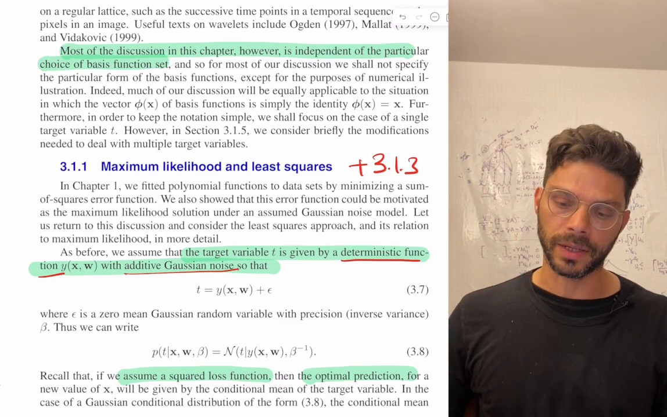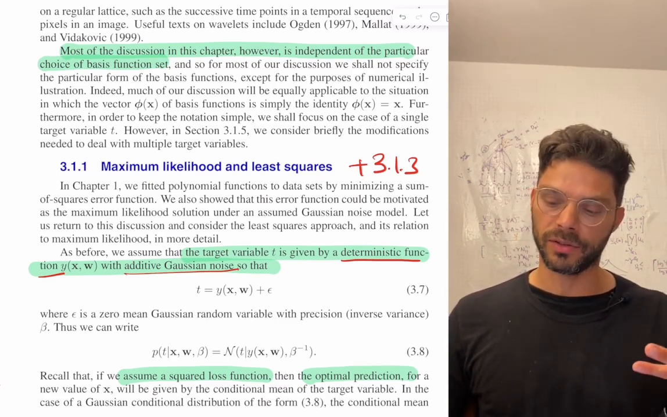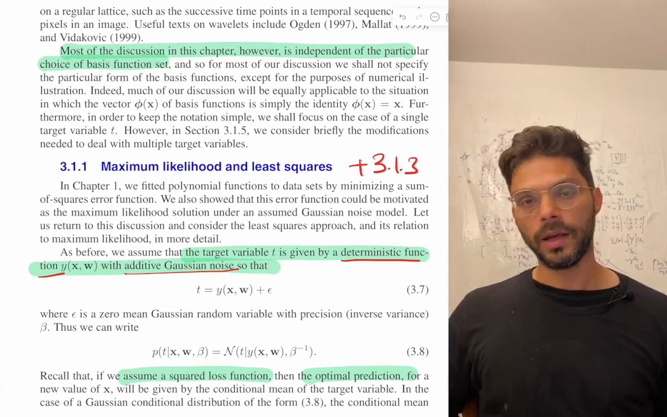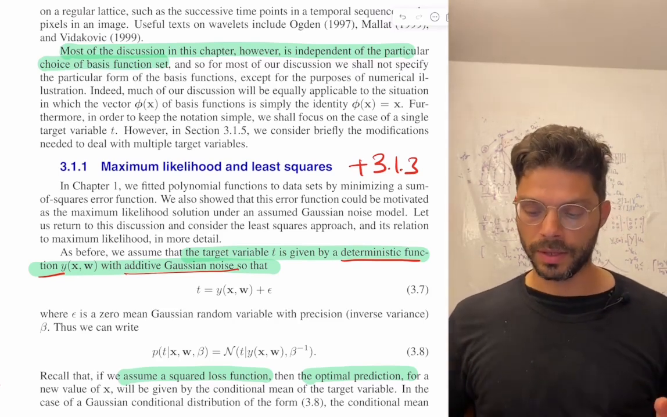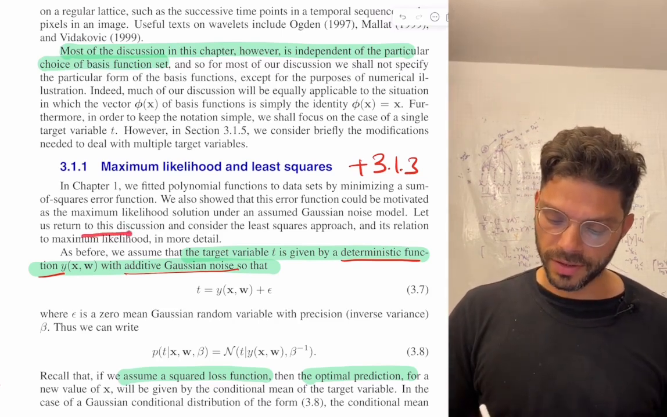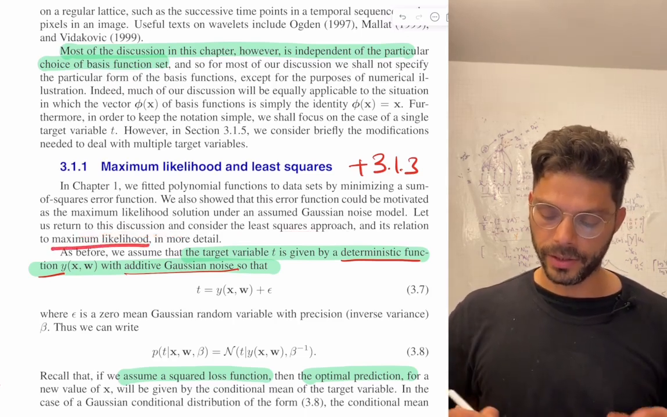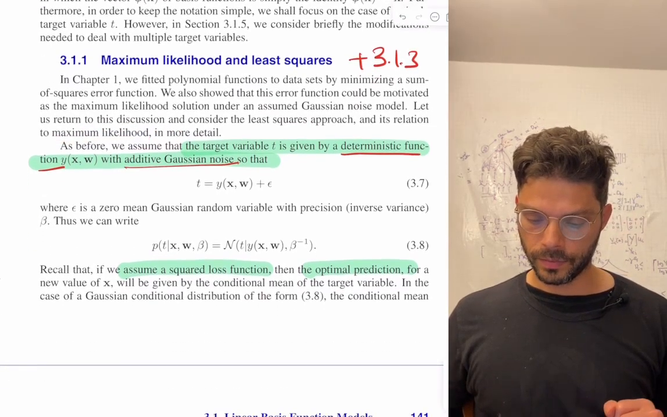That's really powerful because then it allows you to understand, A, whether that interpretation applies to your setting, even approximately, and B, how to extend it. So things become suddenly much less ad hoc. Now it says, let us return to this discussion and consider the least squares approach and its relation to maximum likelihood in more detail. Okay.